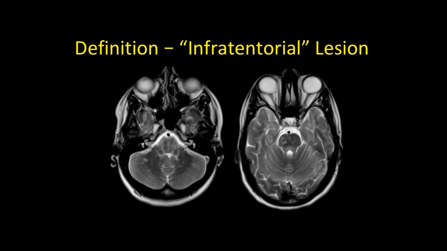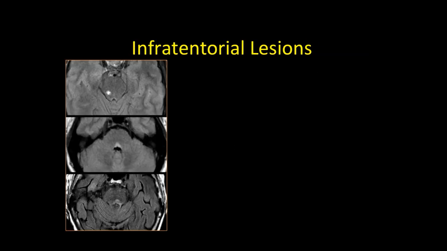Infratentorial lesions, well, when you see these can be in the brainstem or in the cerebellum. And when they're in the brainstem, they tend to involve specific white matter tracts, such as, starting from the top and working down, the medial lemniscus in this patient that presented with hand numbness, the medial longitudinal fasciculus in this patient that presented with diplopia, and the superior cerebellar peduncle in this patient that presented with some ataxia.